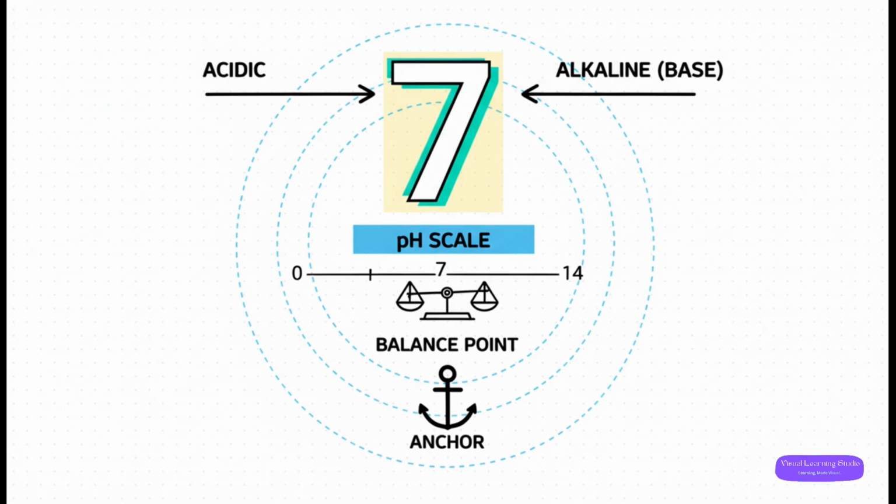I just want you to focus on this number for a quick second. 7. This number is your anchor. It is your home base. It's the perfect point of balance. Everything else on the pH scale, whether it's an acid or a base, is measured by how far away it is from this neutral center. It's the baseline for the whole system.